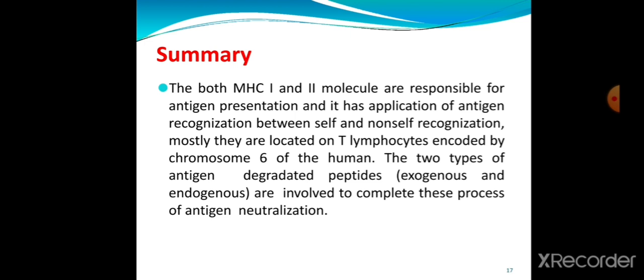Now, coming to the summary. Both MHC first and second molecules are responsible for antigen presentation, and it has applications in antigen recognition, between self and non-self recognition. Mostly they are located on T lymphocytes, encoded by chromosome 6 of the human. The two types of antigens, degraded peptides, exogenous and endogenous, are involved to complete this process of antigen neutralization.